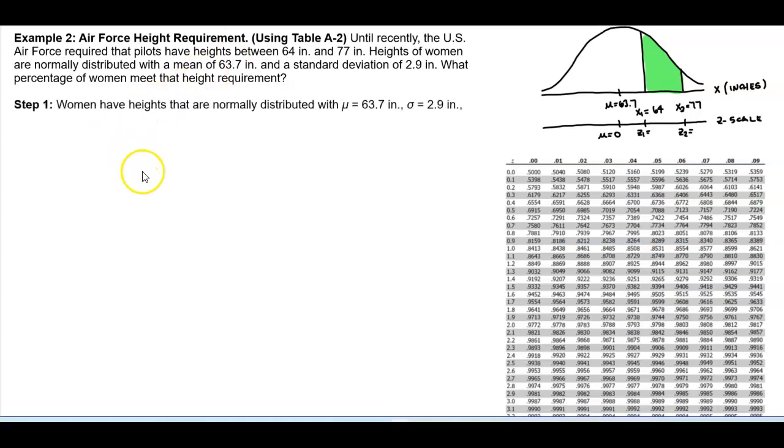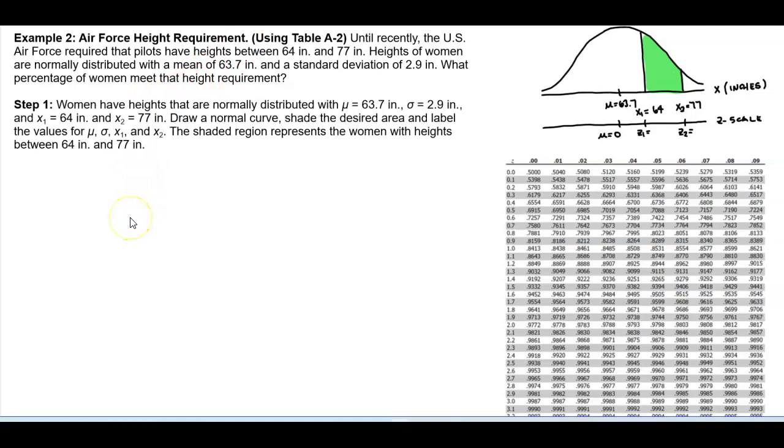So again, let's reread what we just said. We know that women have heights that are normally distributed with a mean of 63.7 inches and a standard deviation of 2.9 inches, and x1 is equal to 64 inches, and x2 is equal to 77 inches. We draw the normal curve, shade the desired area, and label those values. The shaded region represents the women with heights between 64 inches and 77 inches.